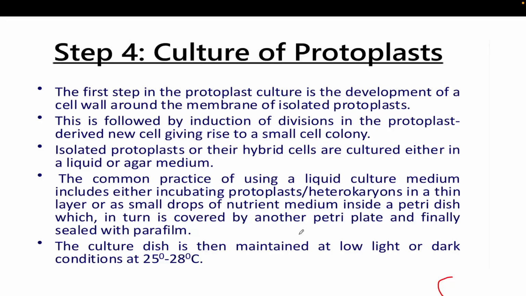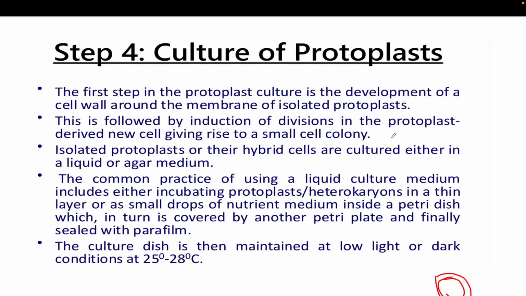Okay, so suppose after generation of the cell wall outside of this cell, now it requires the capability to divide. Then only, because it is only a single cell, right? So you need a bunch of that particular cell, then only it can grow as a tissue, grow as an organ, right? So that's why it should have the capability of division.